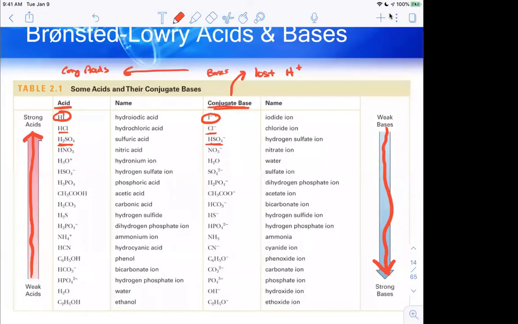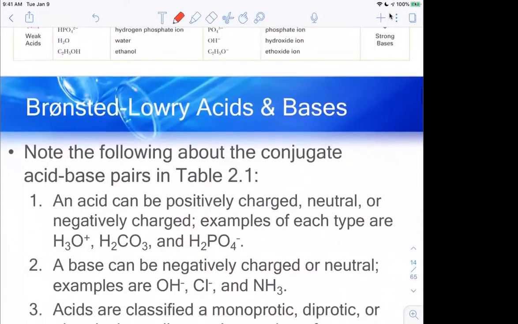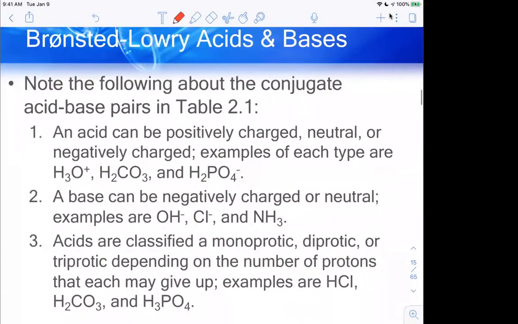So you need to be able to look at these proton transfer steps, recognize when I have an acid conjugate base pair, and also recognize how my electrons move when they do this proton transfer reaction. Here's a couple things I want you to note about that table.